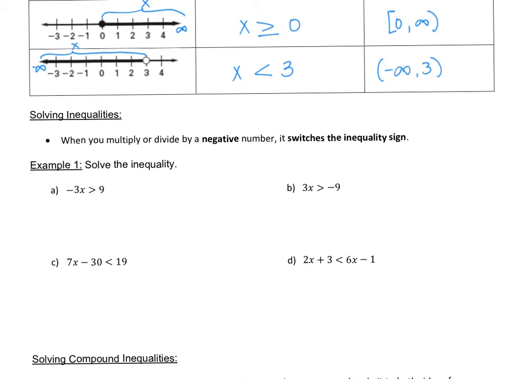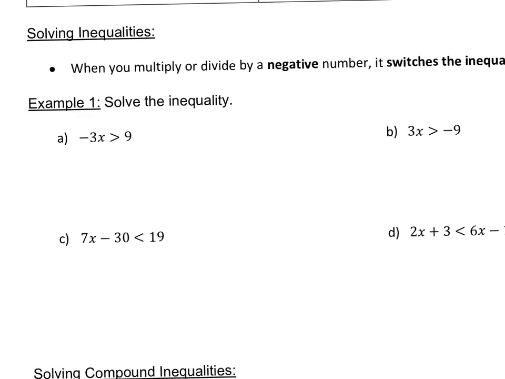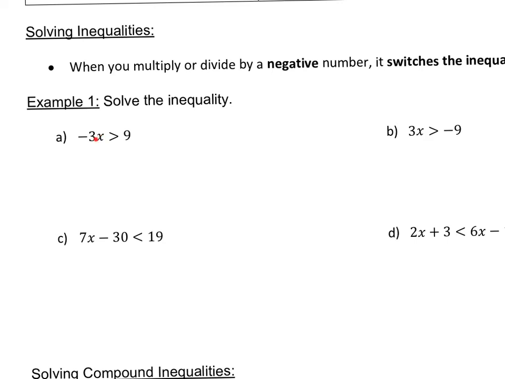So let's just start with a here in example 1. When I look at a, I have to get the x by itself, so I have to remove this negative 3, and this negative 3 is sitting next to the x, so I can assume multiplication. To undo multiplication, I have to divide by negative 3, so I have to divide it on both sides. But because I'm dividing by a negative number, that means that this sign is going to switch.